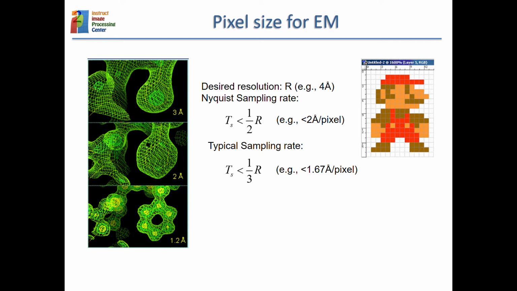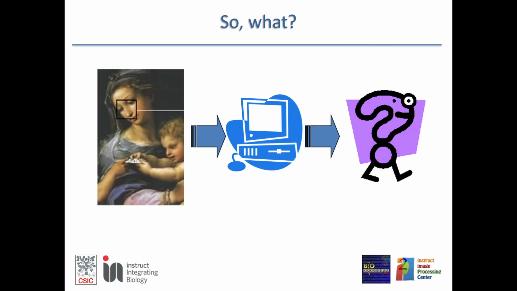But you need extra space to accommodate interpolation errors, and you need a little bit more accuracy than the one given just by the Nyquist sampling theorem.